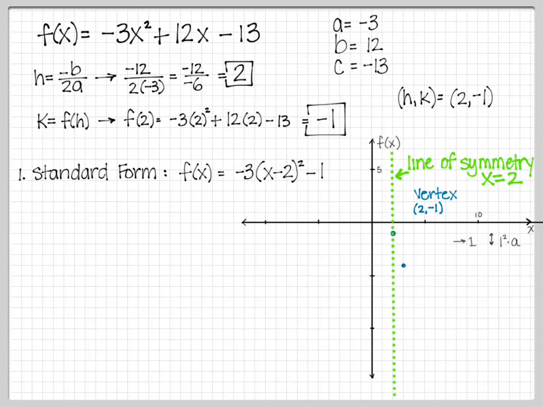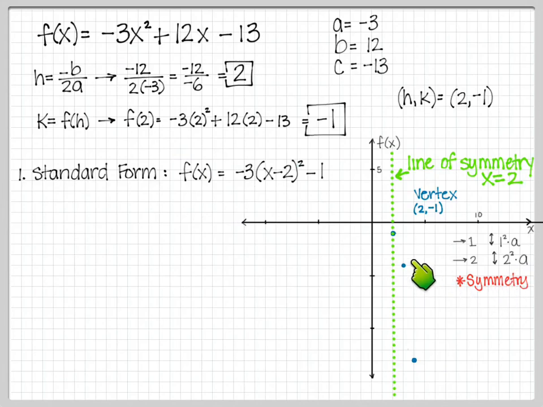Now I'm going to do the next one. I go back to the vertex, always starting at the vertex, and we're going to go over 2, and then change vertically 2 squared times A. Well, 2 squared is 4. 4 times -3 is 12. So I'm going to go down 12 units. So I went down 12 units, and I put a dot. And now I've got 3 points here. I've got the vertex and 2 points on one side of the line of symmetry.